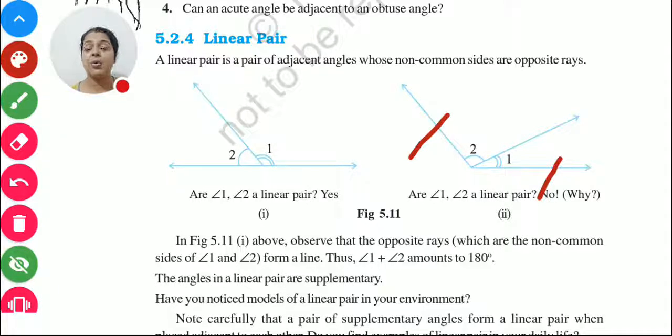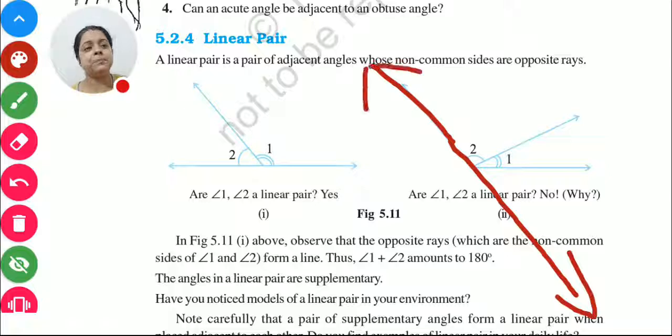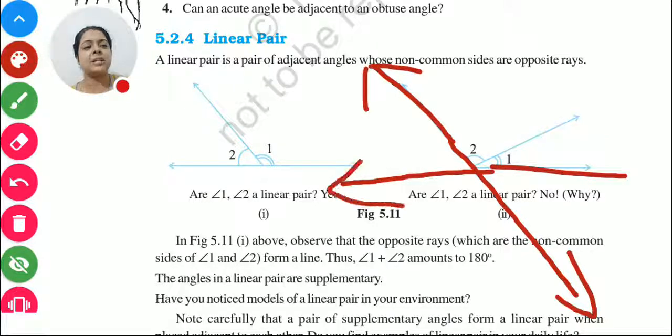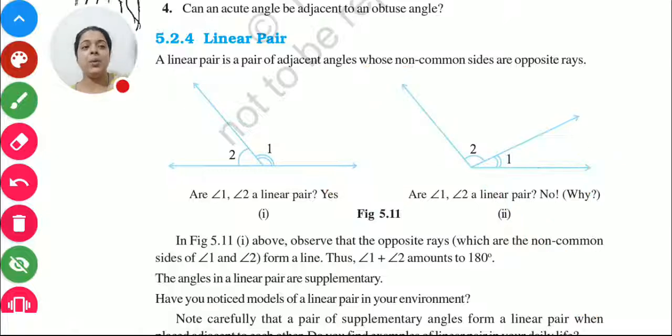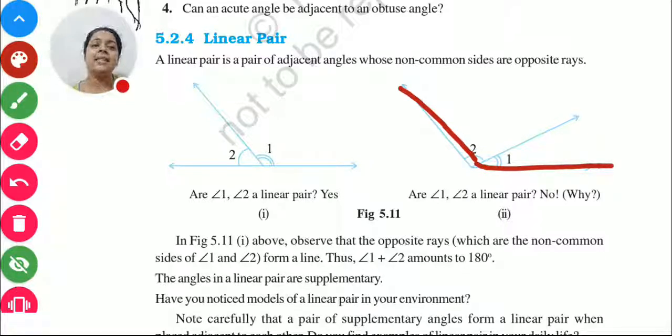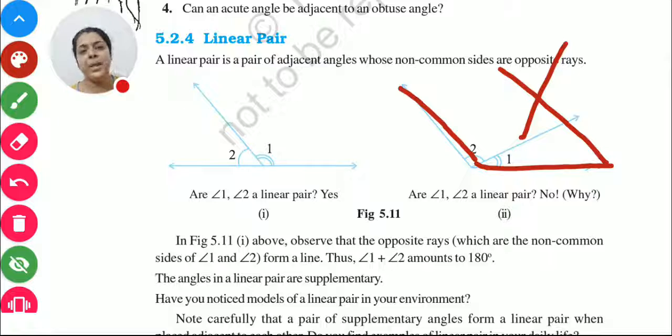Now we have to check, are they going to the opposite side? If I take this line, its opposite will be this side. If I take this line, its opposite will be this side. So now you have to decide whether they are opposite to each other. No, undoubtedly no, they are not at all opposite to each other. That's why it's not a linear pair. Remember that in a linear pair, non-common lines are supposed to be completely opposite to each other. That's why they are known as a linear pair.